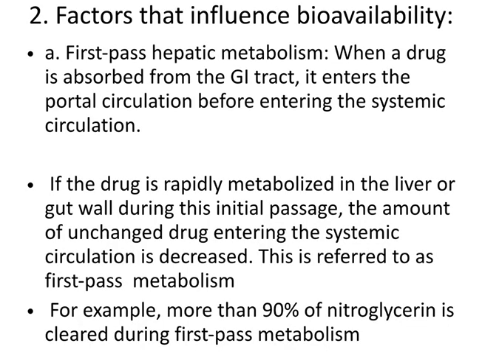Now, what are the factors that influence bioavailability? First, first pass hepatic metabolism. When a drug is absorbed from the GI tract, it enters the portal circulation before entering the systemic circulation. If the drug is rapidly metabolized in the liver or gut wall during this initial passage, the amount of unchanged drug entering the systemic circulation is decreased. This is referred to as first pass metabolism. For example, more than 90% of nitroglycerin is cleared during first pass metabolism. لهذا طلاب النيتروجليسرين قلنا ننطيه سبلنجوال حتى نتخلص من الميتابوليزم وبالتالي تكون البايو افيلابيلتي مالته اعلى.